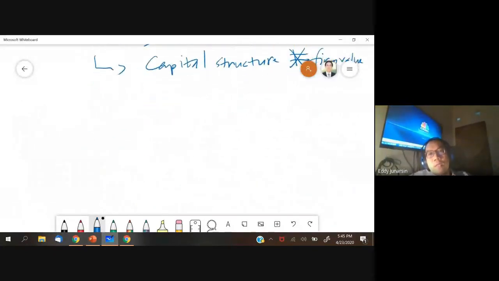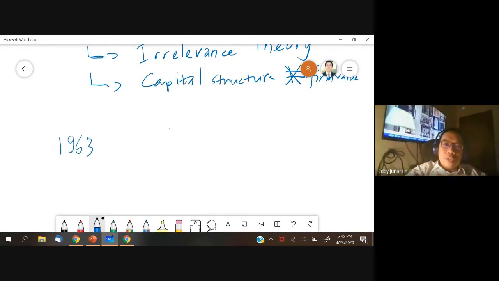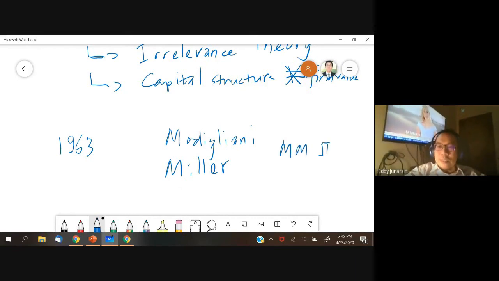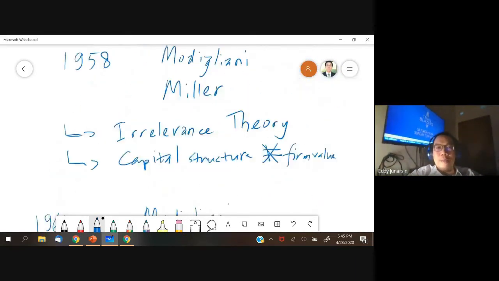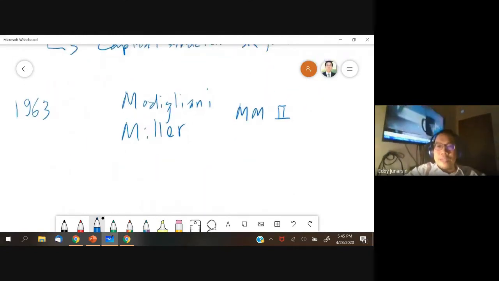Okay, so we'll continue our journey, right? In 1963, Modigliani and Miller published another paper. So they came out again with the second version of the paper. That's why we call this paper MM the second. And this one you can call it actually MM the first, or Modigliani and Miller. So Modigliani and Miller the second, right?